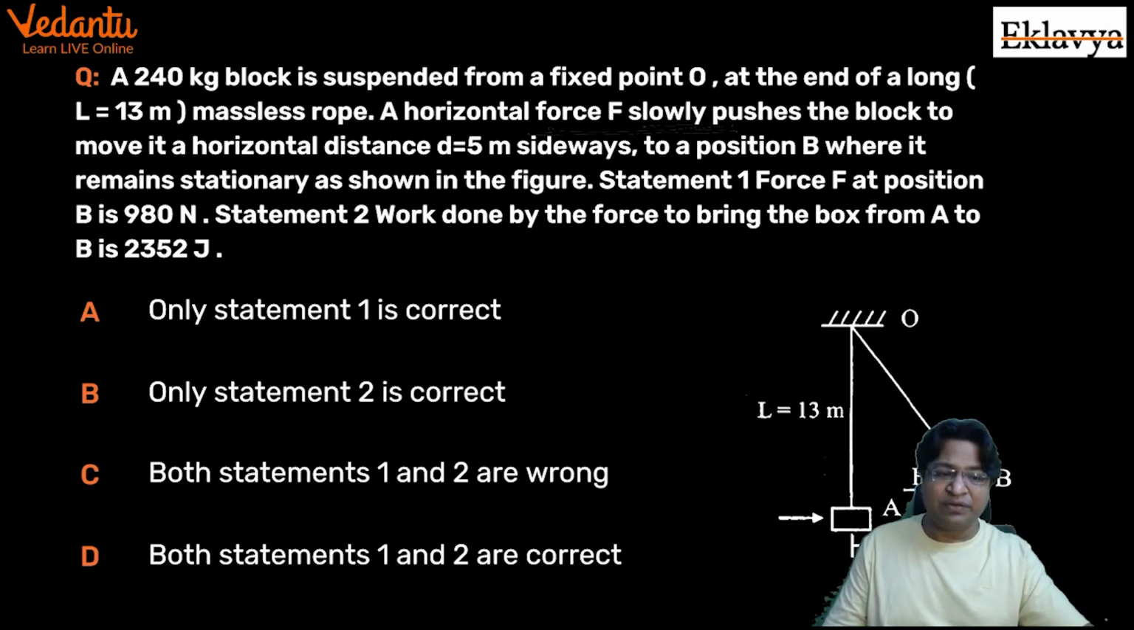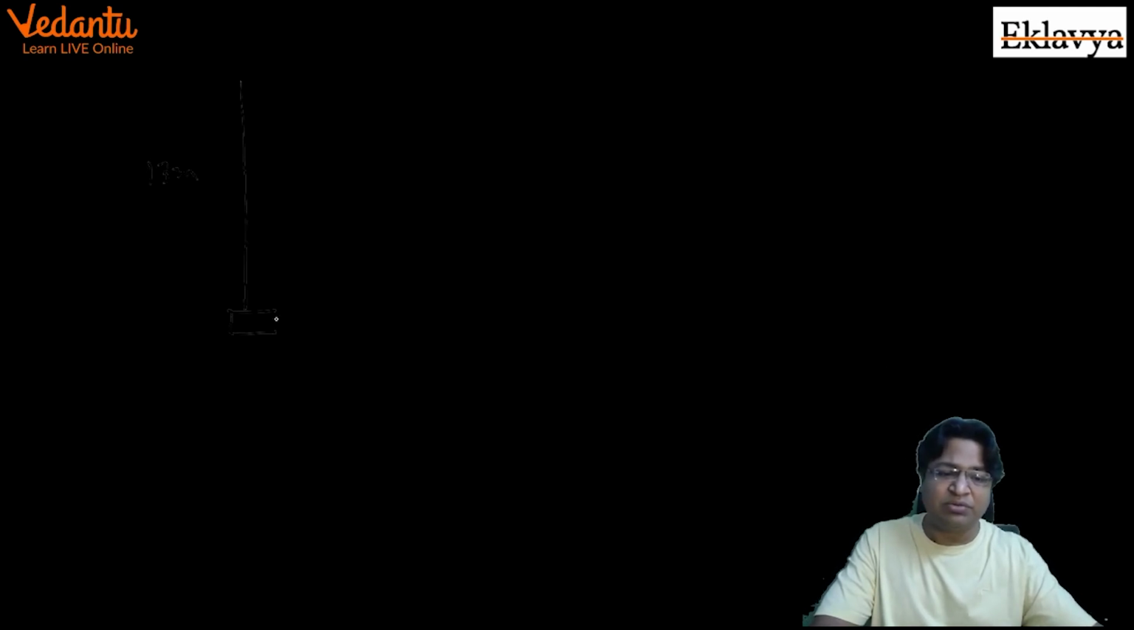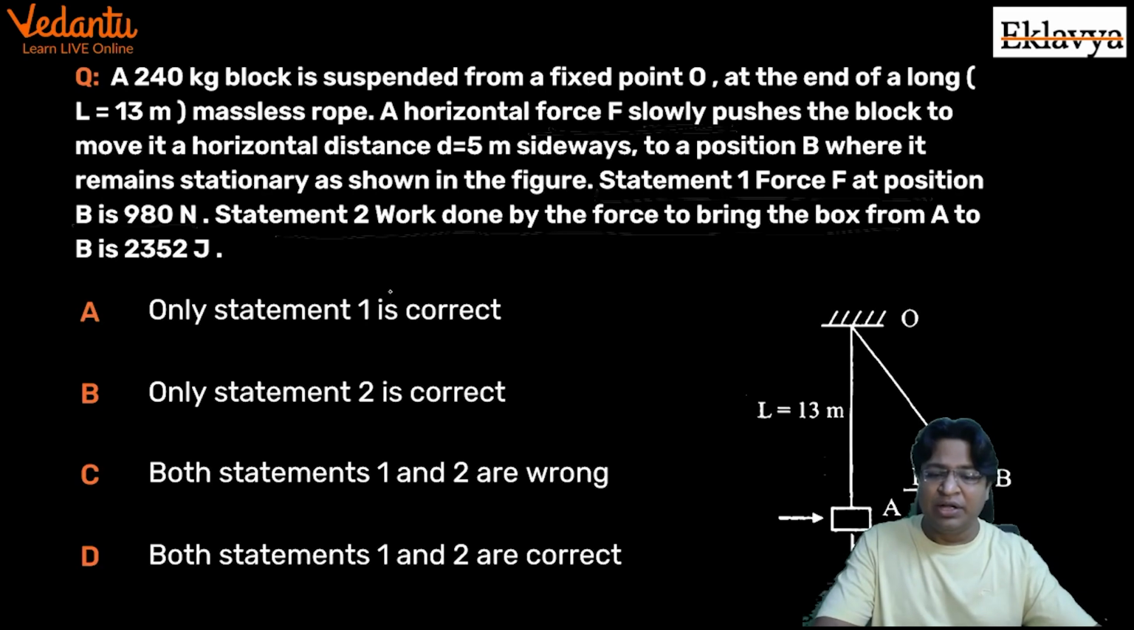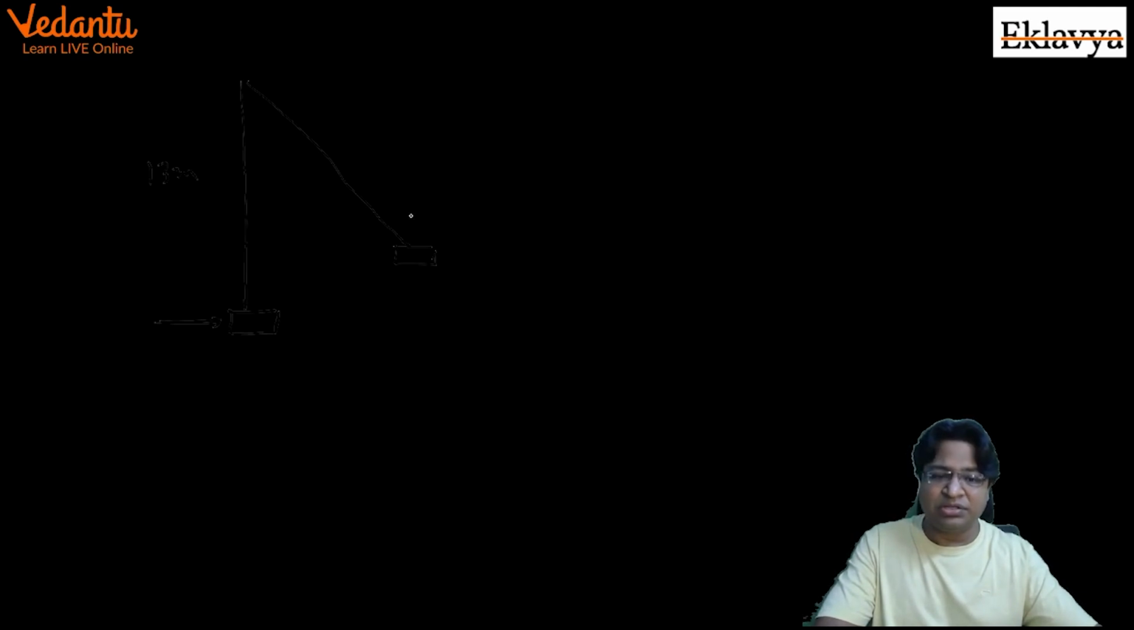There are two statements given here. Statement 1 is that force F at the position B is this much, and statement 2 is that the work done by the force to bring the box. Okay, so let's see what is happening. We have a thread which is 13 meters long, and from here a box was hanging. Then we started pushing it, and as a result this box came somewhere here. And this distance is given to be 5 centimeters.